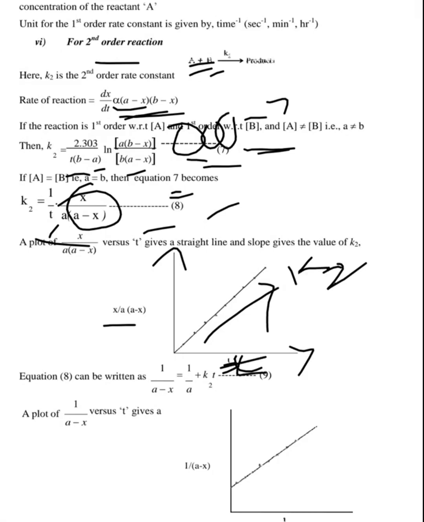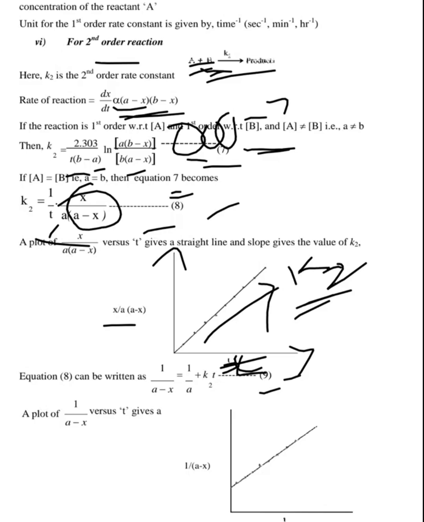And further from this, what we can write is 1 by a minus x is equal to 1 by a, taking a on the right hand side, plus concentration K2. This is the rate constant of this reaction, so K2 into t. This is equation 9 that we have got.